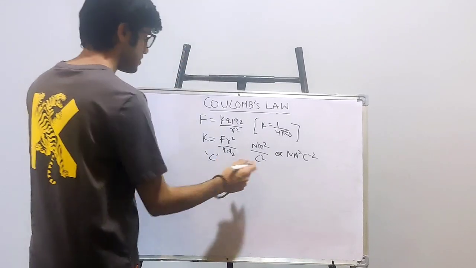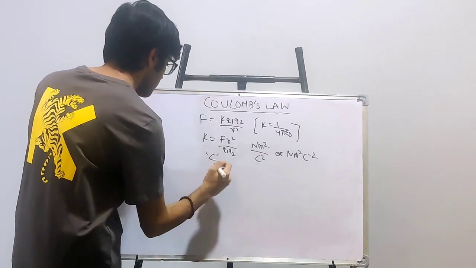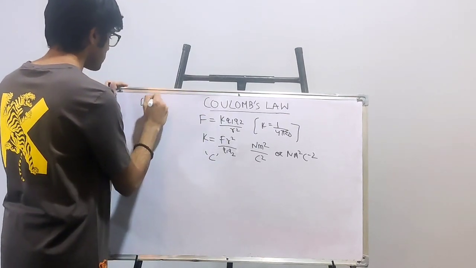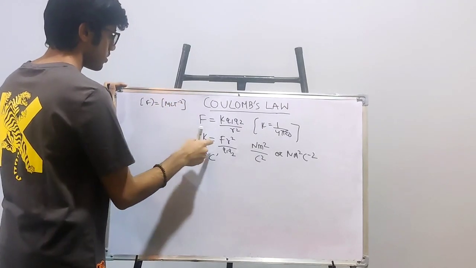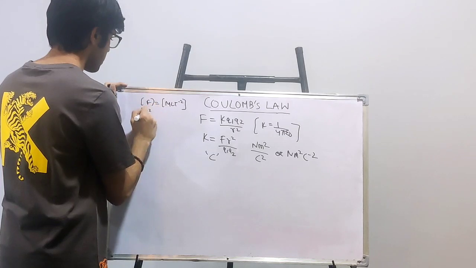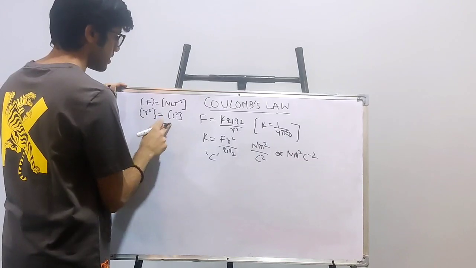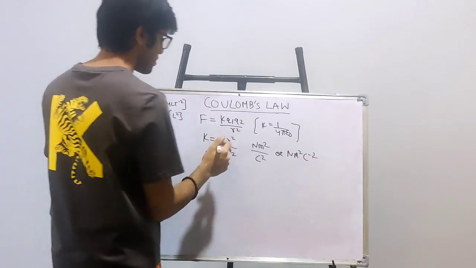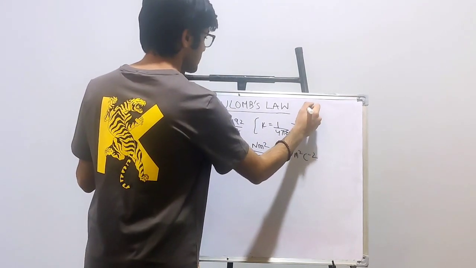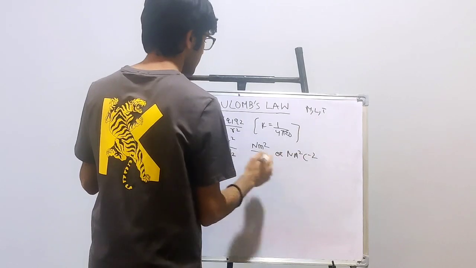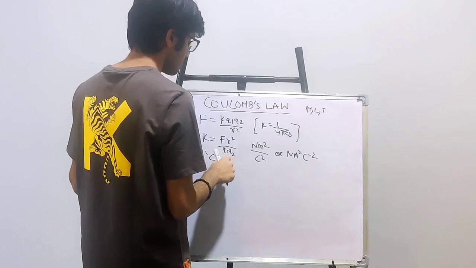Now these are the units of K, and now the dimensions of K. We know that the dimensions of force are M L T minus 2. We also know that the dimensions of r square are L square. Here we basically know three dimensions, M, L and T. But we don't have anything to represent Q1 and Q2.